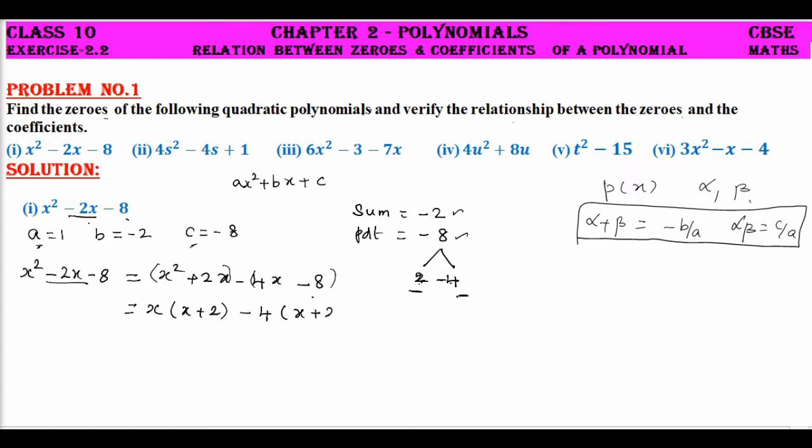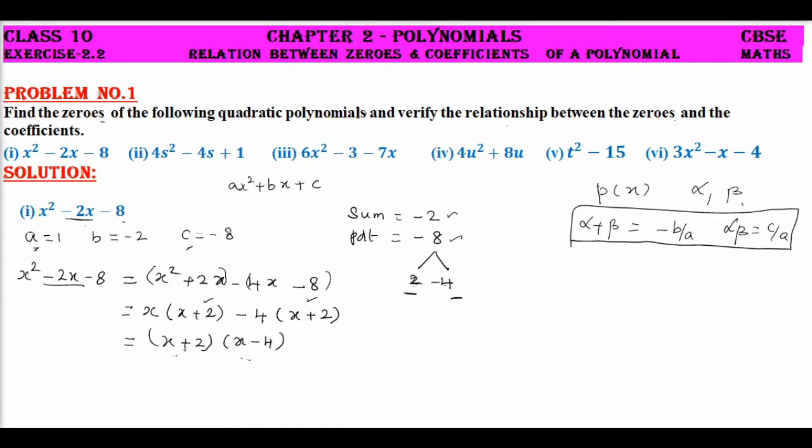So again I get x plus 2 remaining. From these two terms, we can take x plus 2 common outside because you have an x plus 2 here and an x plus 2 here. So that I get x minus 4. So now we have got the two factors of this quadratic polynomial, namely x plus 2 and x minus 4.